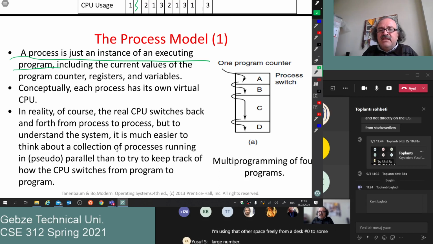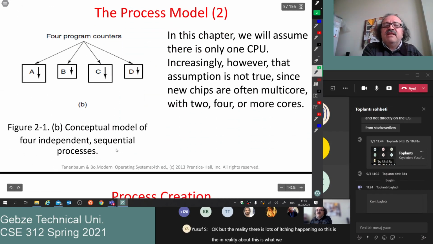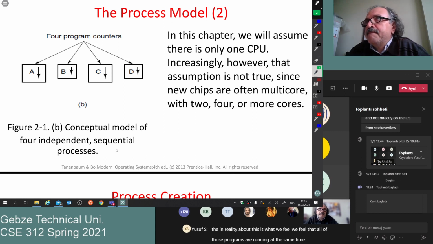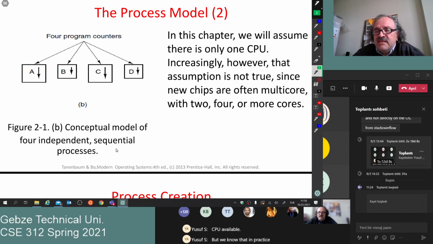But in reality, there is lots of switching happening. So this is in reality, but this is what we feel. We feel that all of those programs are running at the same time. In this chapter, we are going to assume that there is only one CPU available, but we know that in practice, even the simplest computers have more than one core available. They have more than one CPU available.